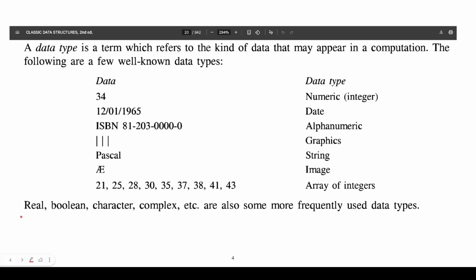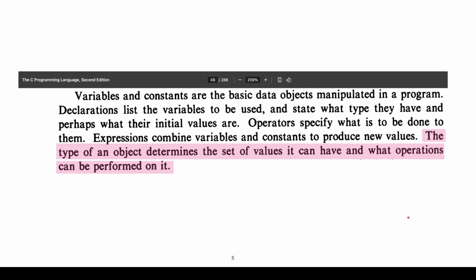Here we have real type, boolean data type, char, and complex numbers in the form of 3 plus 4i, where i is the square root of -1. These are some of the more frequently used data types, right? That's the general idea about data type. The data type of an object determines the set of values it can have and what operations can be performed on it, because based on the data only we can say what operations can be done, right?